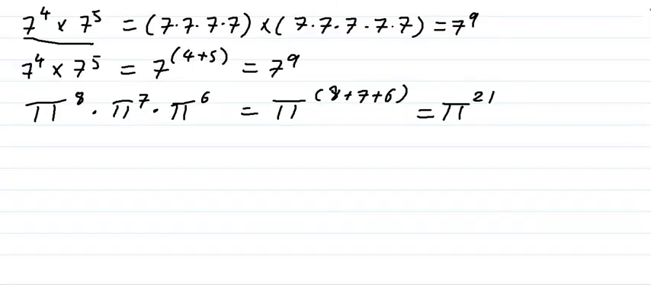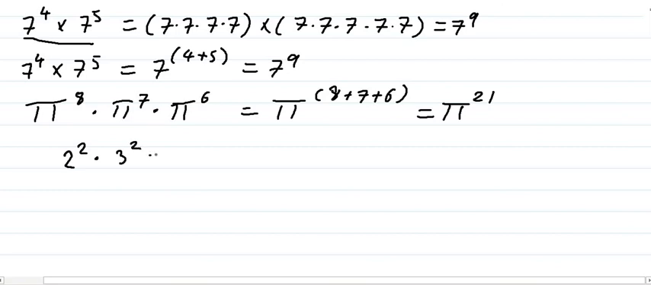We can't write out, for example, 2 squared times 3 squared as a simple power of 2. We can't just add the powers together because the number bases are different. This is a question that we're going to tackle in a much later video, but at the moment we're only concentrating on multiplications where we've got the same number base.